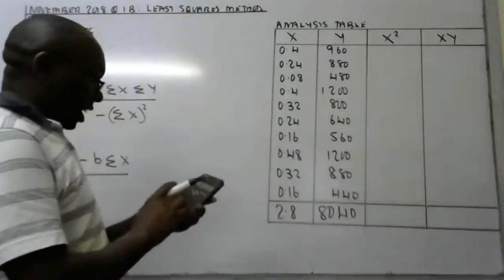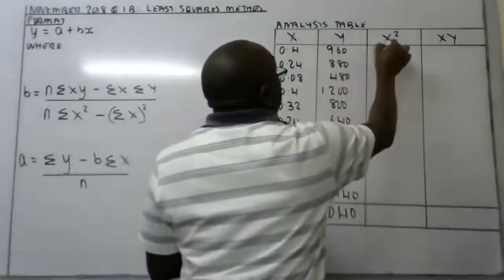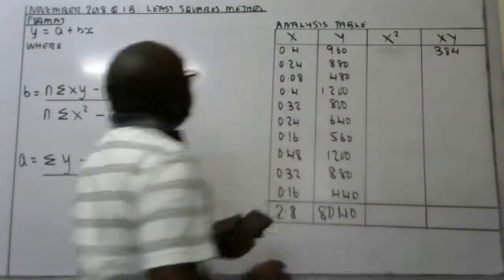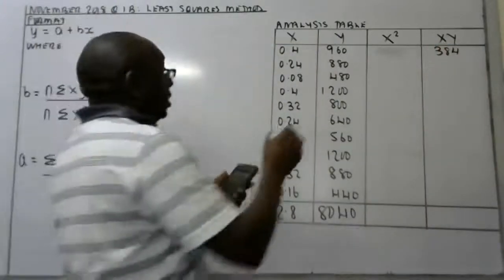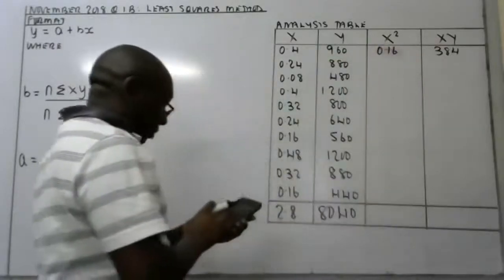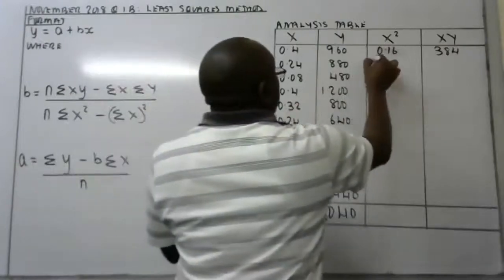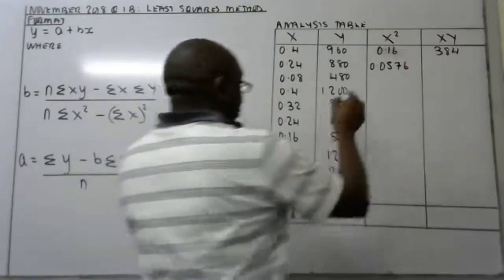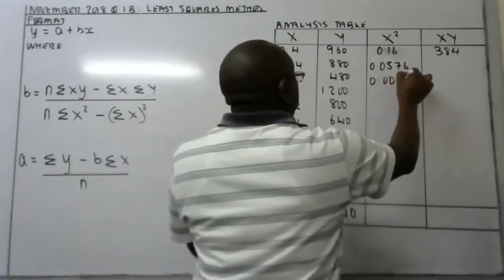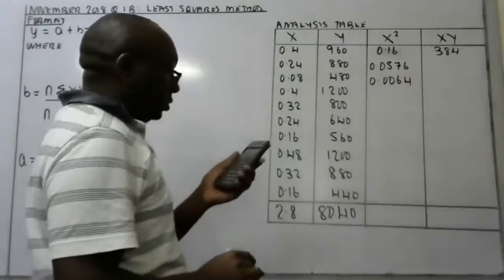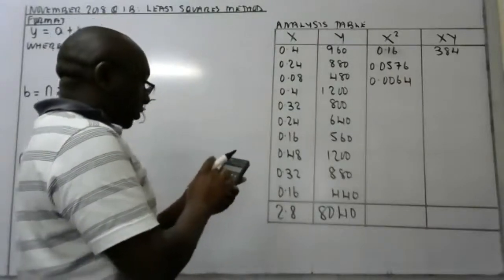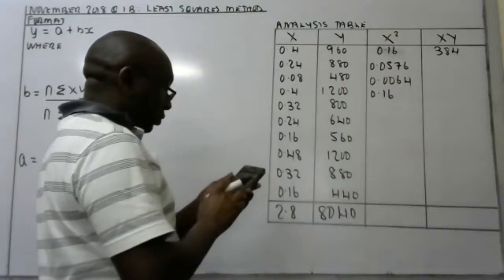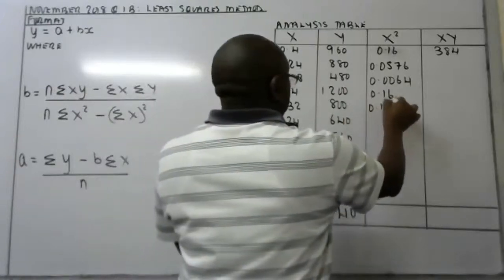Then 0.4 times 960 is 384. Sorry, that is now here 384. So I need to do the square first. So this is 0.16. 0.24 square is 0.0576. 0.08 square is 0.0064. 0.4 square is 0.16. 0.32 square is 0.1024.